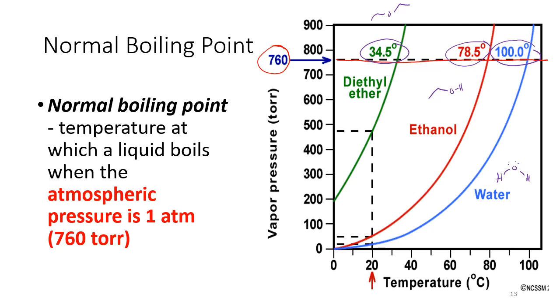Weaker intermolecular forces will cause that liquid to boil at a much lower temperature. Stronger intermolecular forces will cause the liquid to need much more energy to break the intermolecular forces of attraction and cause it to boil at a higher temperature.